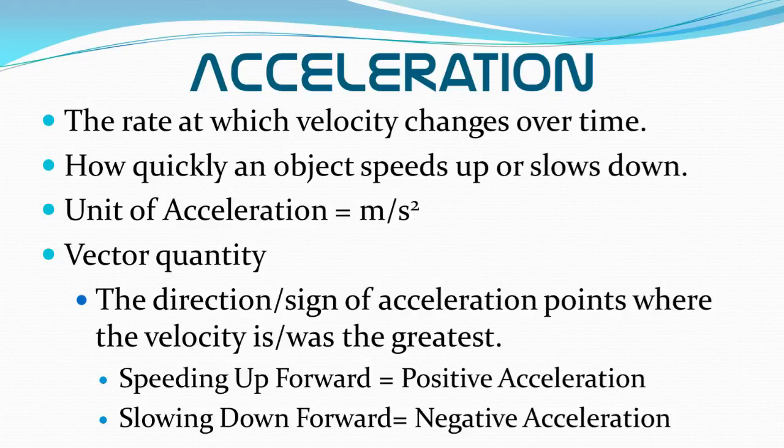Acceleration in one direction, for example forward, is pretty easy to understand. If I speed up forward, I have positive acceleration. All of my higher velocities are in front of me, they're forward. If I'm slowing down while moving forward, as I approach a stoplight, for example, I have negative acceleration. All of my greater velocities are behind me in a negative direction.